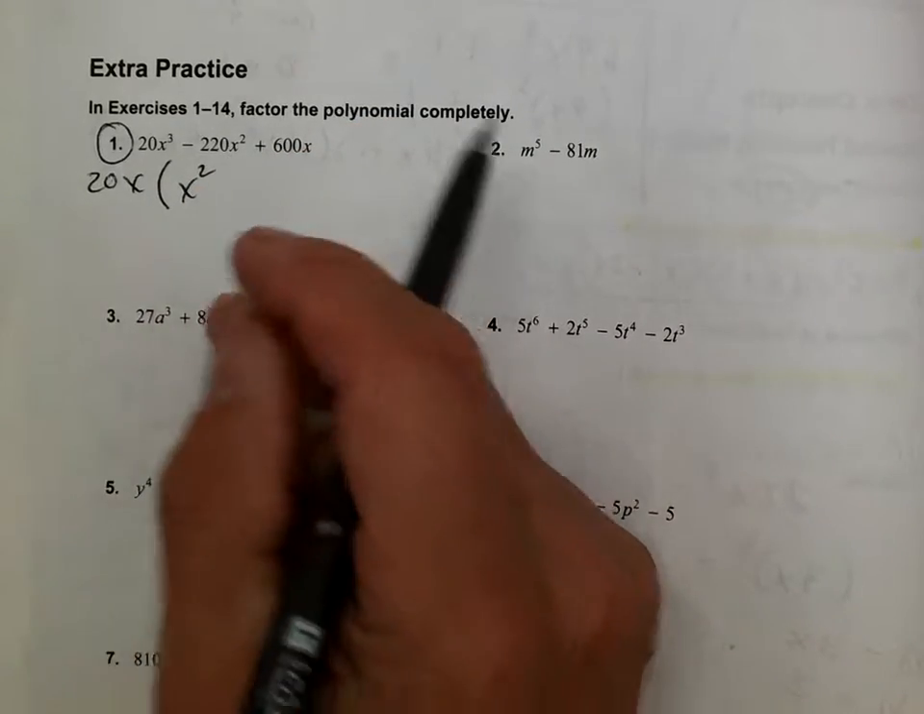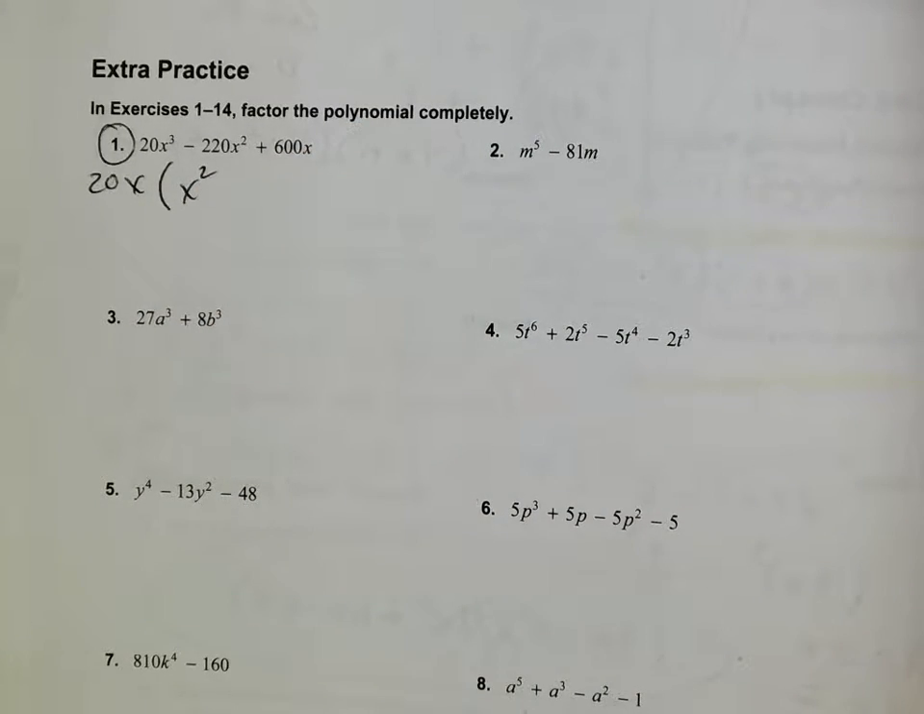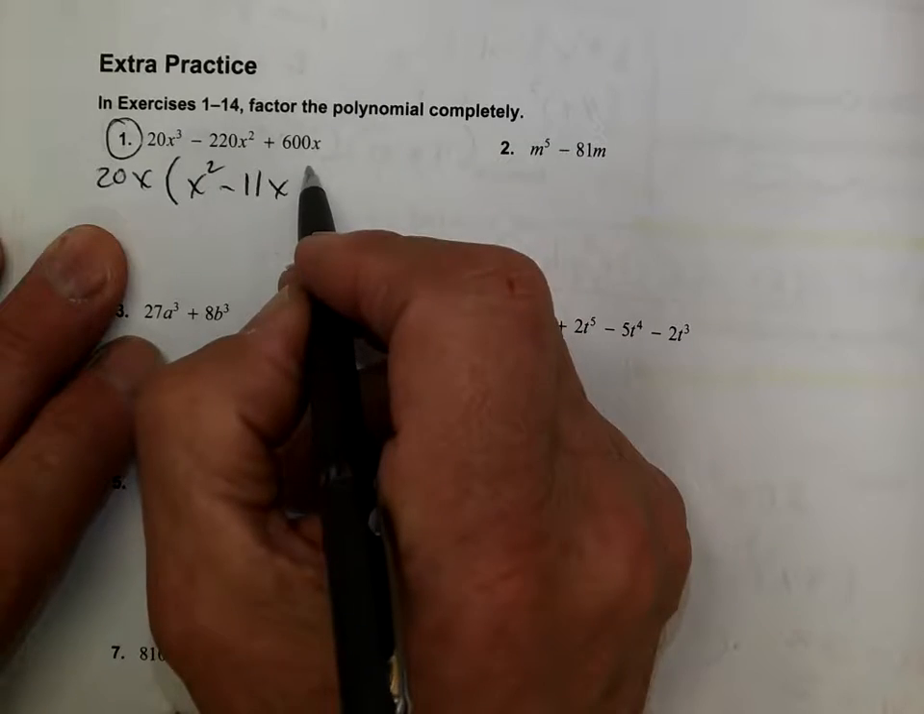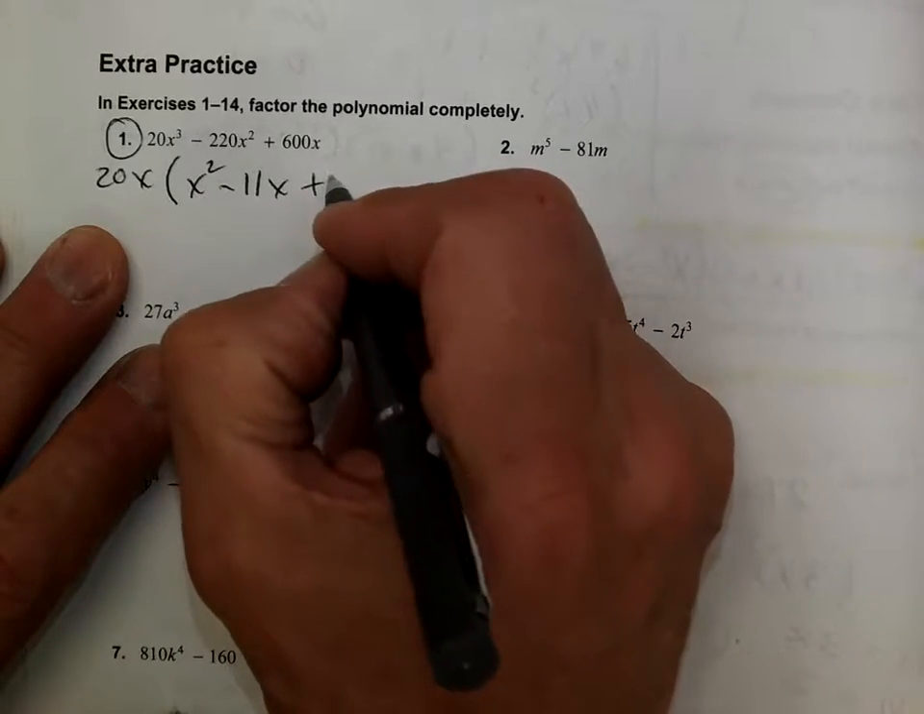Take out a 20. I think it's 11, isn't it? What's 220? 20 divided by 20, it's got to be 11, right? Negative 11x. Negative 11x, thanks, Price. And then what's that? It could be 30 plus 30, okay?